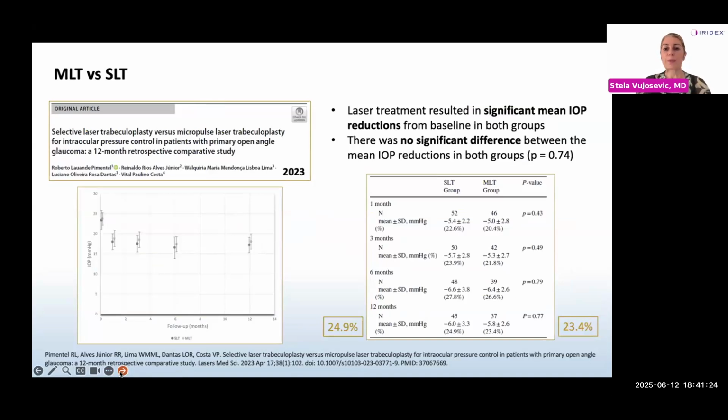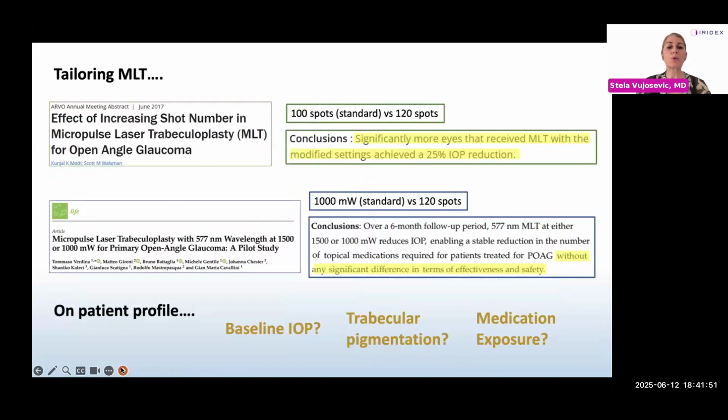In this retrospective paper, where patients were evaluated for 10 months, and which was a comparative study between SLT and MLT, you can see that the IOP reduction was very similar: almost 25% in the SLT group and 23.4% in the MLT group. So there was no difference in efficacy between the two types of laser.